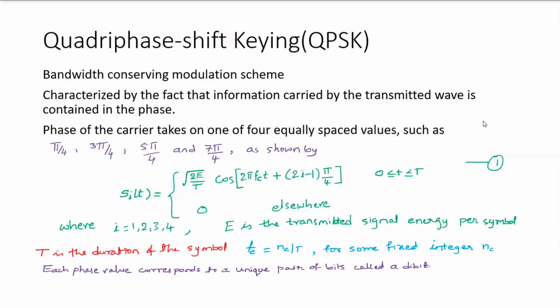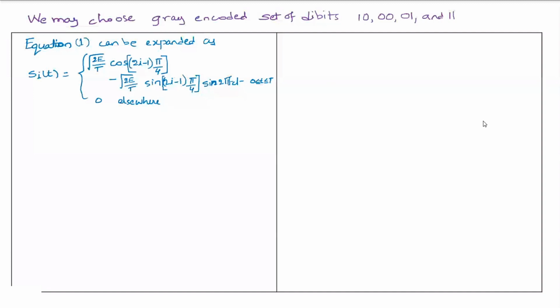Each phase value is going to correspond to a unique pair of bits called a dibit. Dibit means two bits together. It can be 00, 01, 10, or 11. So we may choose a Gray encoded set of dibits: 10, 00, 01, and 11.